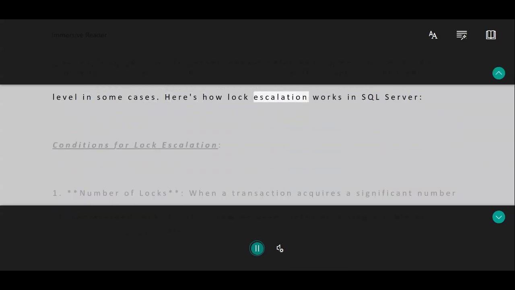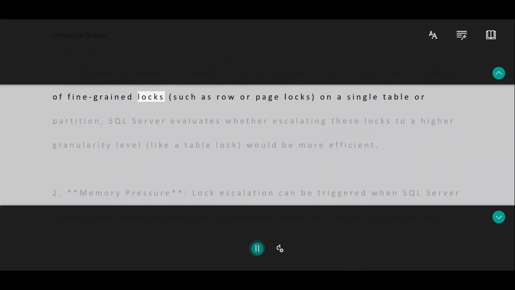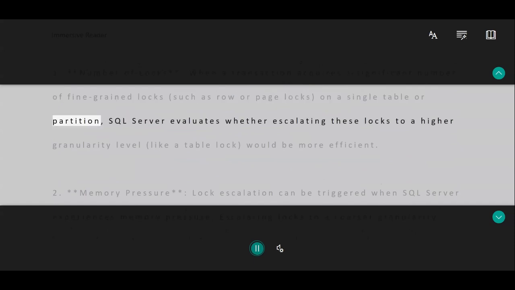Here's how lock escalation works in SQL Server. Conditions for lock escalation. 1. Number of locks. When a transaction acquires a significant number of fine-grained locks, such as row or page locks, on a single table or partition, SQL Server evaluates whether escalating these locks to a higher granularity level, like a table lock, would be more efficient.